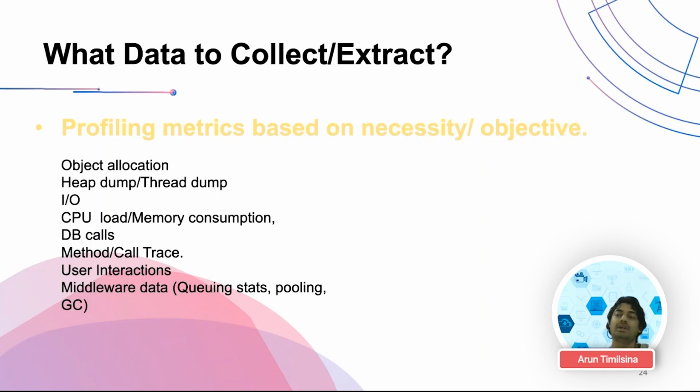So the collection of data is more specific to our objective. What kind of objective are we focusing on? Based on that, we have to collect information, we have to collect traces, we have to sample the data, and we have to profile based on that.